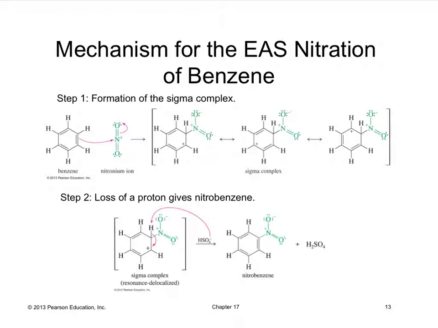Now if we take our benzene, electrons will go to the nitrogen, kick off electrons from that double bond to the oxygen, and now you have your adduct. Again, you have resonance stabilization where your electrons move around this ring, in brackets with the double-headed arrow shown here. Three possible resonance structures, and then over here you have the loss of a proton to the HSO4 minus, forming the nitrobenzene.